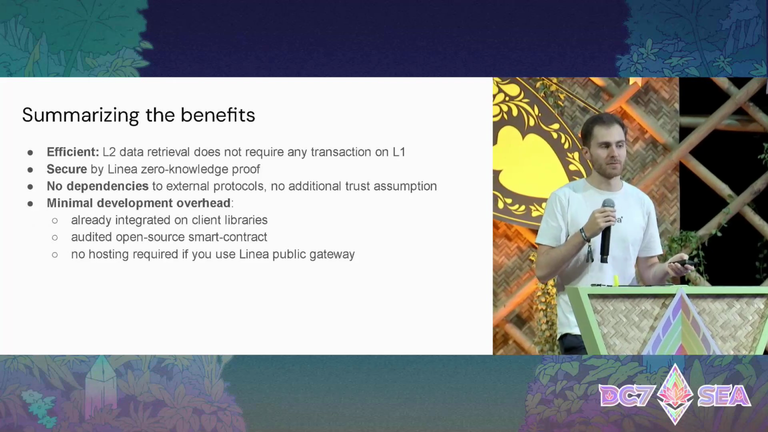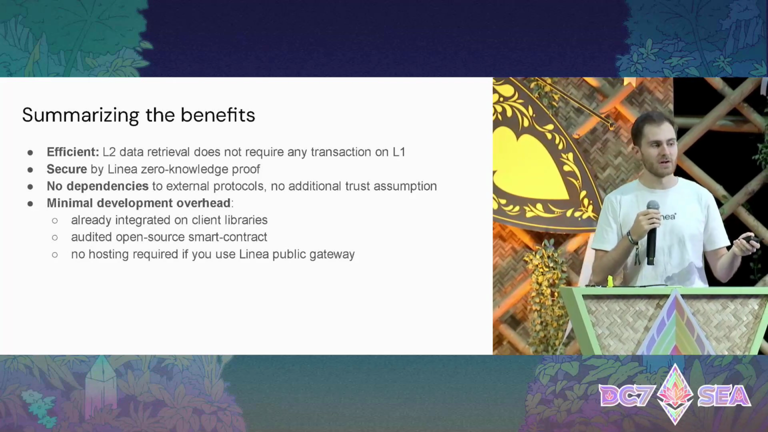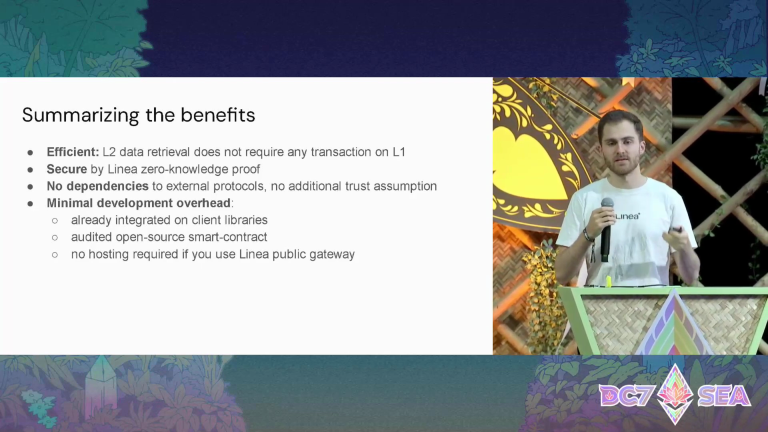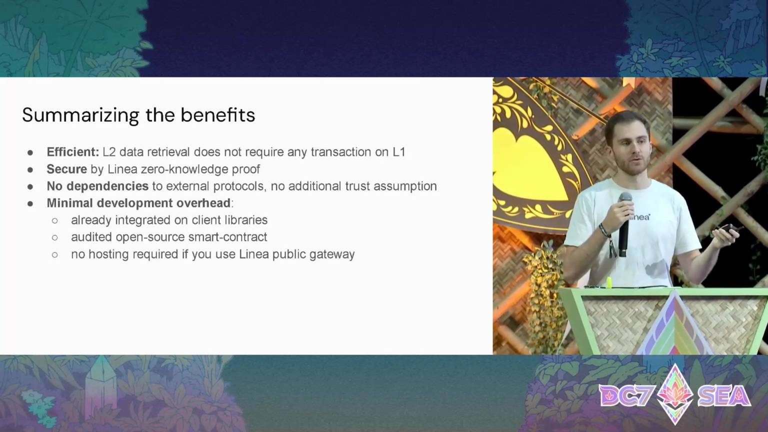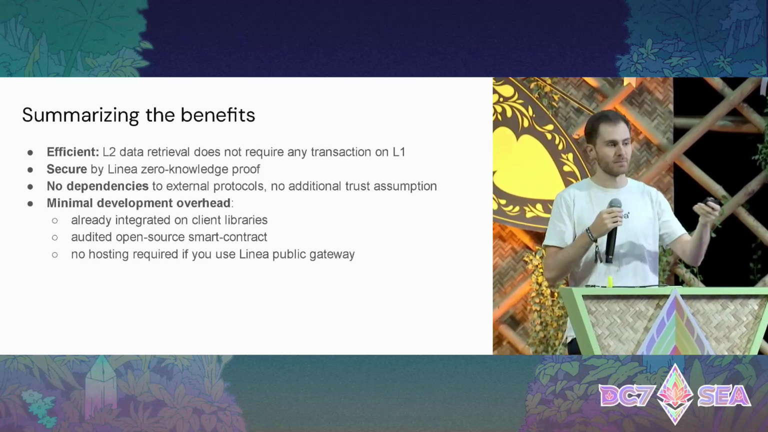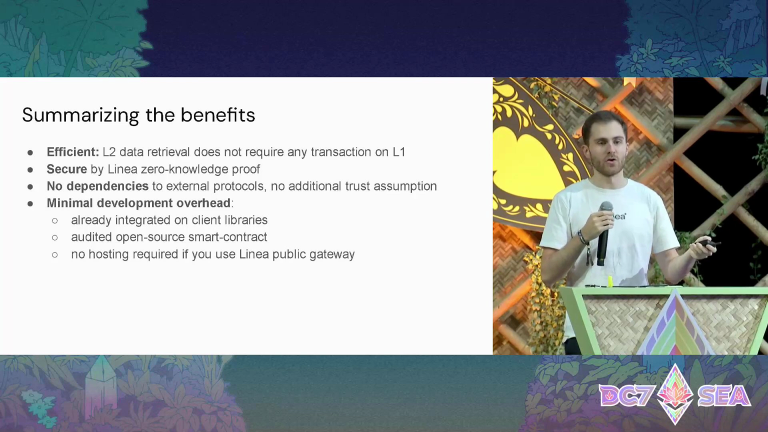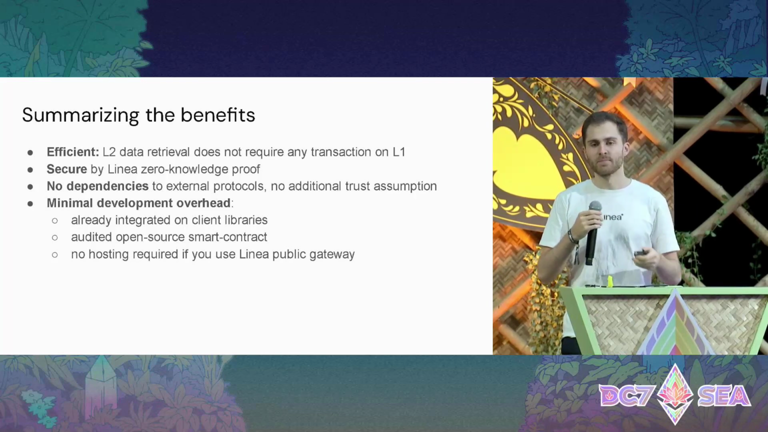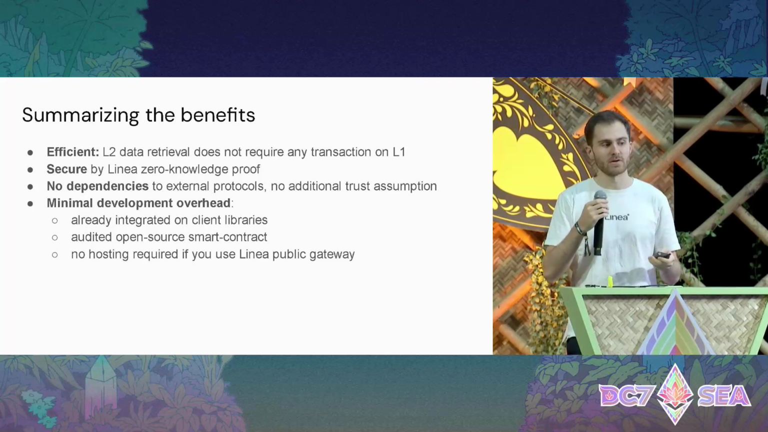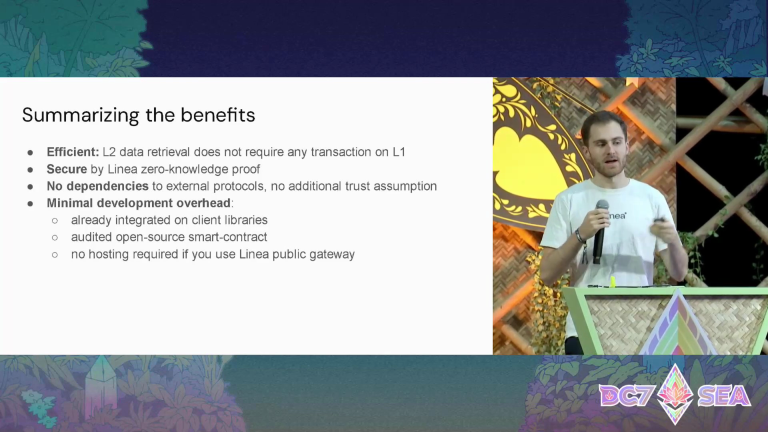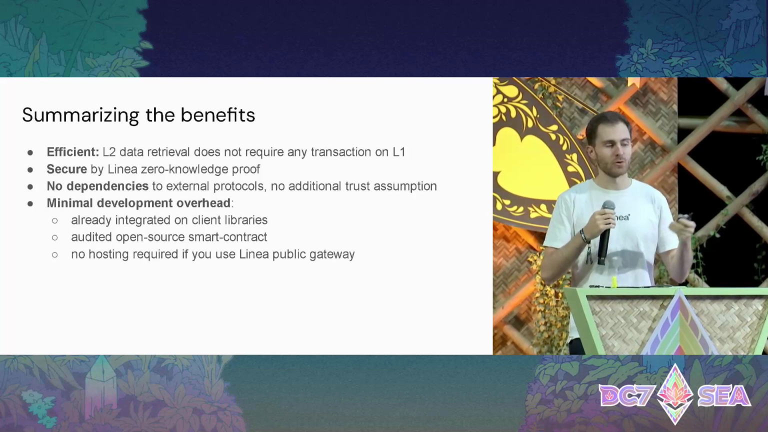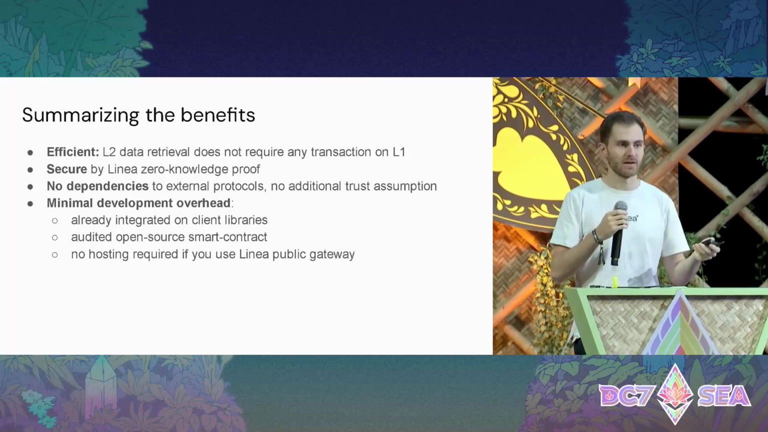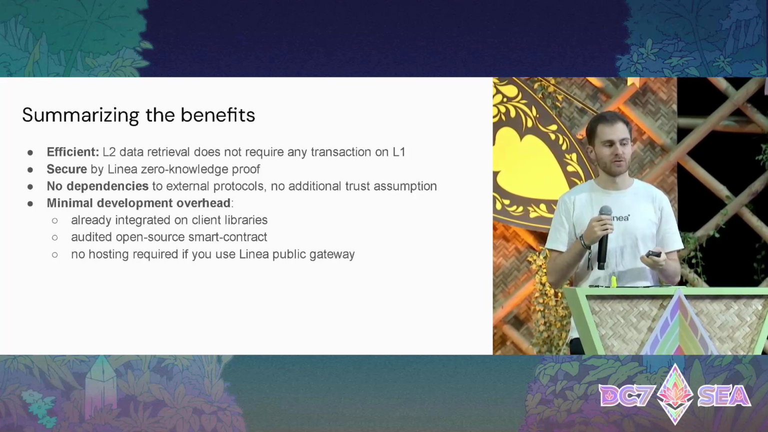So to summarize the benefits, ERC-3668 is efficient because you don't have to send a transaction on L1 when you don't need to. It's secure, especially when you are working on a layer 2 with zero knowledge proof like Linea. You don't introduce additional dependency to other protocol, and the development overhead is minimal because all the contracts, the gateway, everything is already there for you to build on.